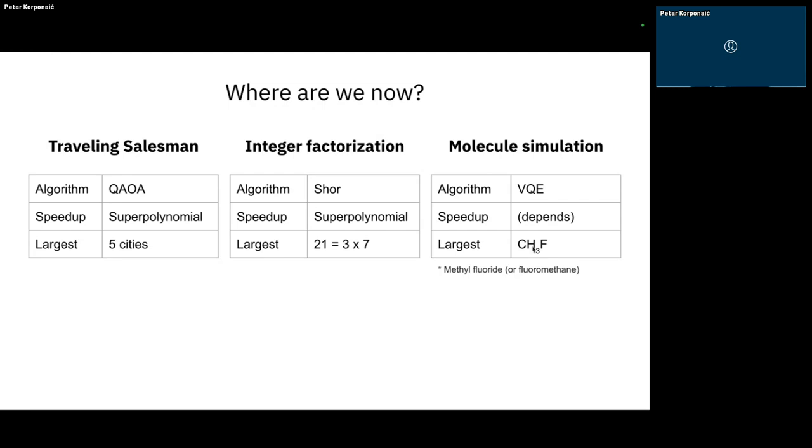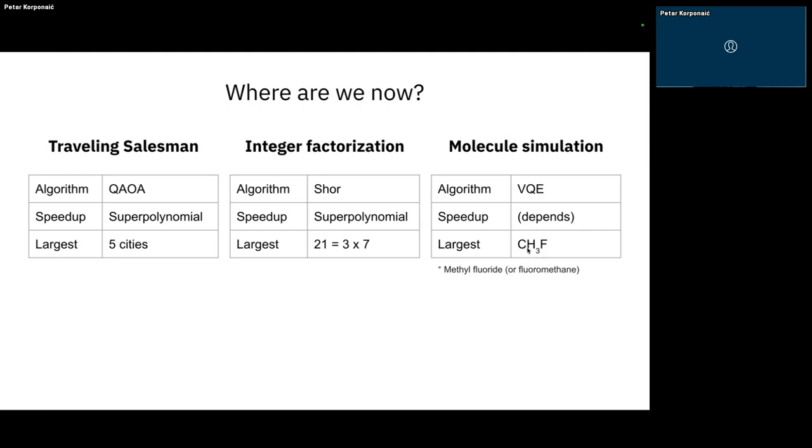And the largest I found is this methyl fluoride, or fluoromethane, molecule. This molecule consists of 5 atoms, you can see. And this experiment is done with a lot of classical computation and preparation, and using many tricks. If you look at other papers, maybe you will see methane, or some diamond, which is only carbon atoms, but only a few atoms, up to, let's say, 5 atoms.